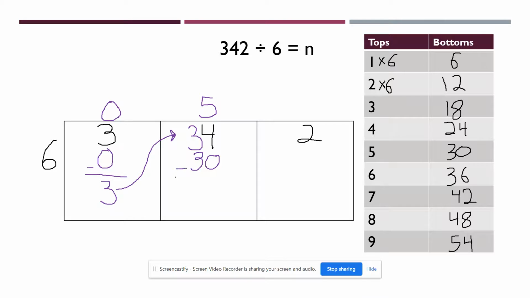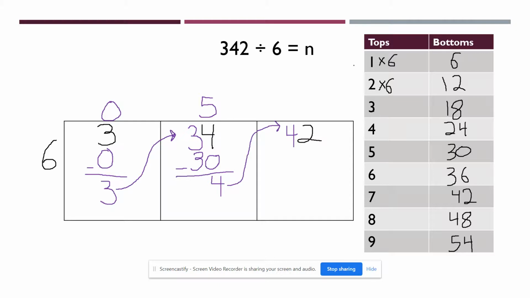I'm now going to subtract 34 minus 30, and I am left with 4 tens. I can't break up 4 tens into 6 as their tens. I need to convert them into ones. Well, 4 tens is equal to 40 ones. And if I add that to the 2 ones that are there, I now have 42 ones.